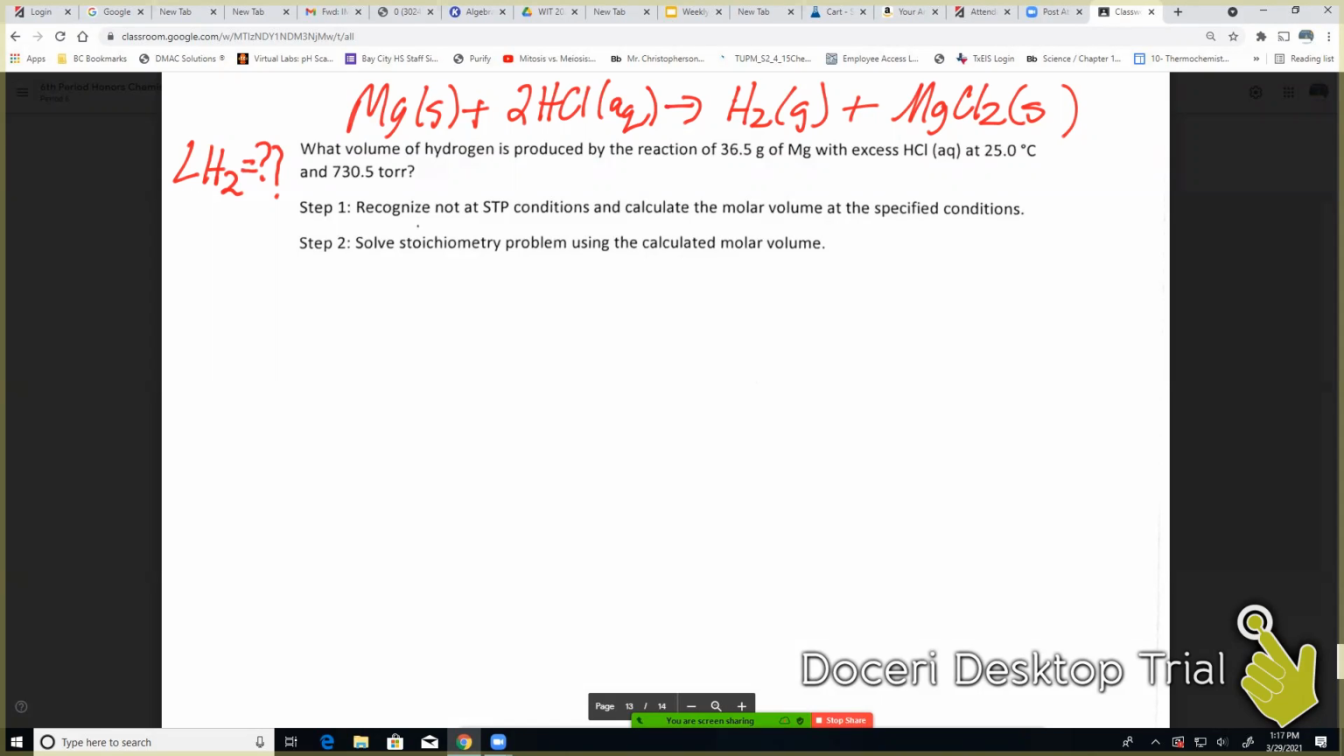Is produced by the reaction of 36.5 grams of magnesium with excess hydrochloric acid, and then I have a temperature and I have a pressure. It does not say that I'm at STP, so there's not going to be any of that 22.4. We're not going to be using that because we're not at STP. So if I want to find the volume of hydrogen, the way that we've been doing that is through the Ideal Gas Law. PV is equal to nRT.